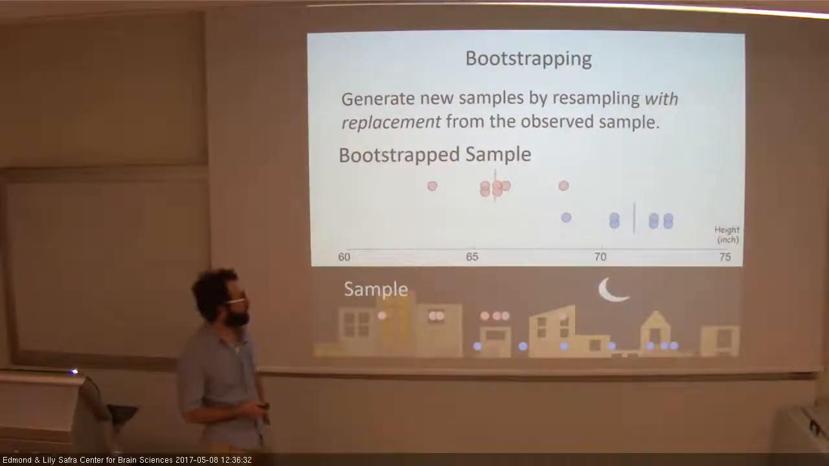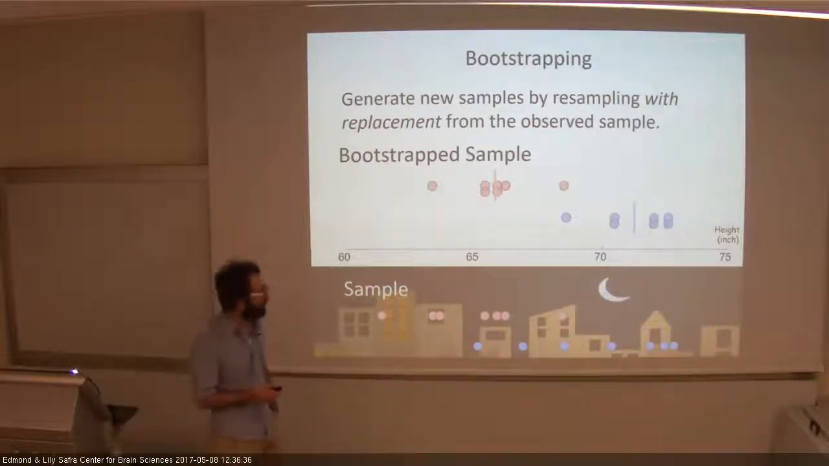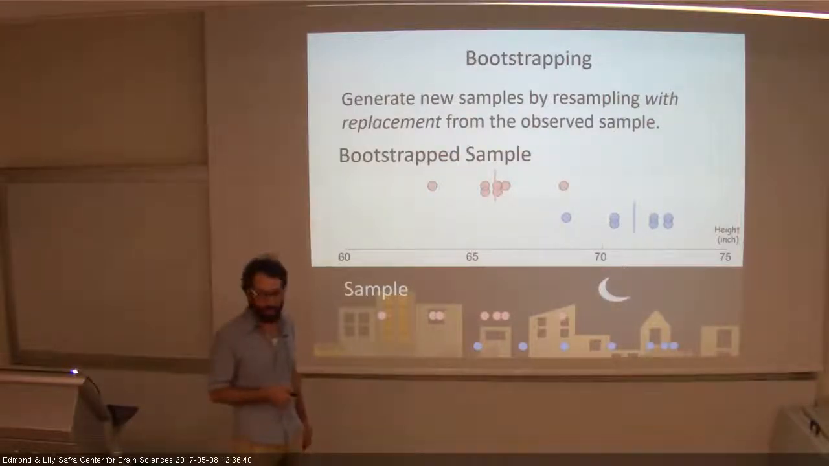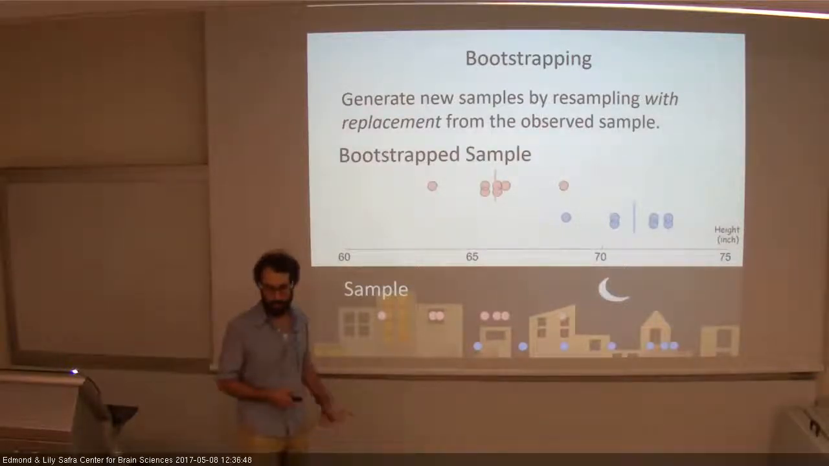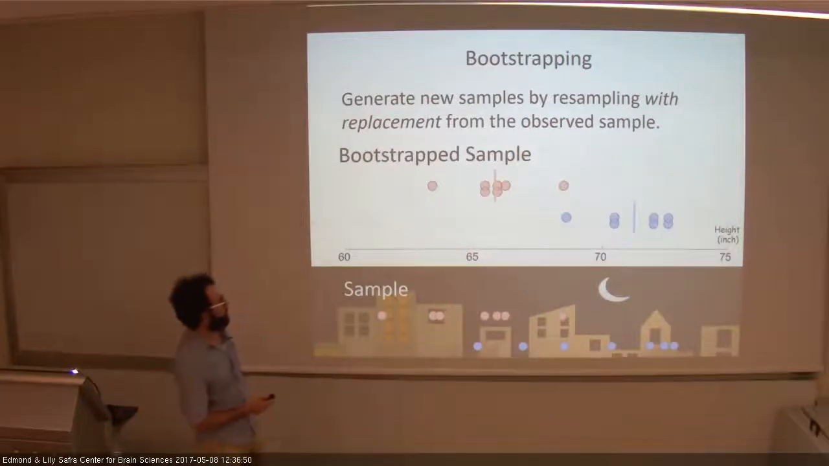There's another flavor of bootstrap, which is the parametric bootstrap. So we can estimate Gaussian distributions for the sample, and then just draw observations from the Gaussian distributions, and then do whatever we would like. But right now we talk about the non-parametric bootstrap, which means resampling our subjects.